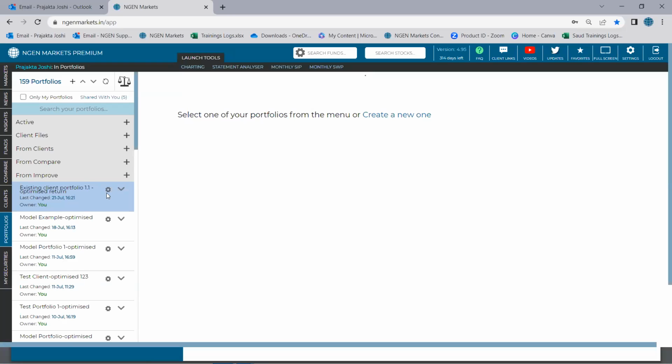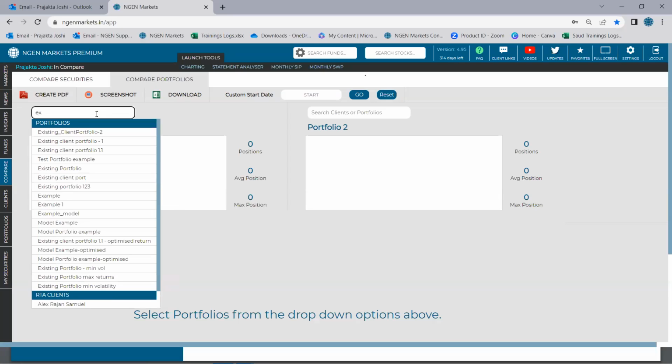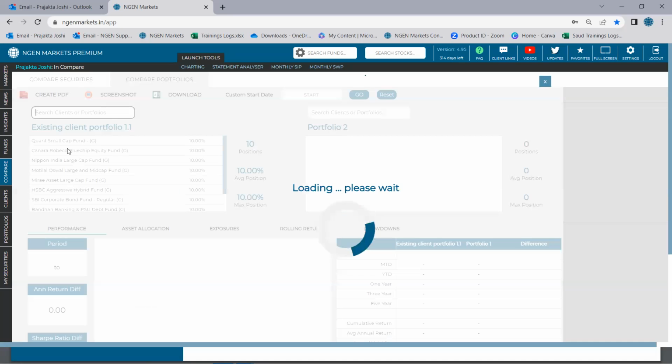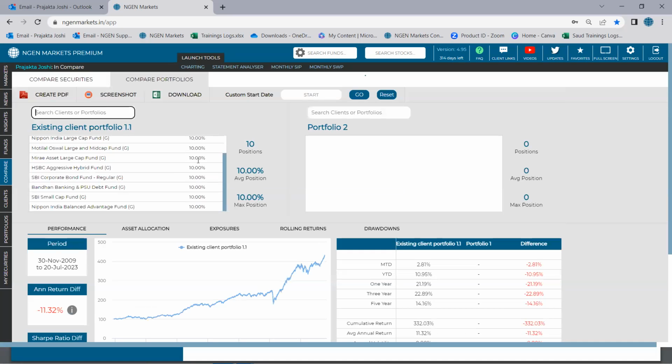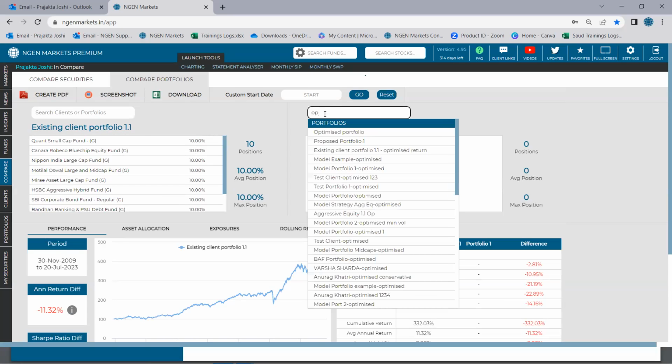Now I want to do a vis-a-vis comparison of the non-optimized portfolio versus the optimized portfolio. How will I do that? For that, I will head over to compare two portfolios, which is at the top panel in the portfolio section, right here. When I click on this, it will take me to the compare two portfolios side-by-side option, which is in the compare section. In the compare portfolio section, I will load in the non-optimized portfolio on the left-hand side. So I'll search for this. This was the existing client portfolio 1.1, the portfolio with equal weightages, where I had not done any optimization. Now I will load in another portfolio which we just optimized. So I'll search for the name of it.